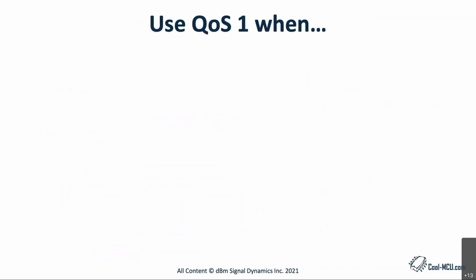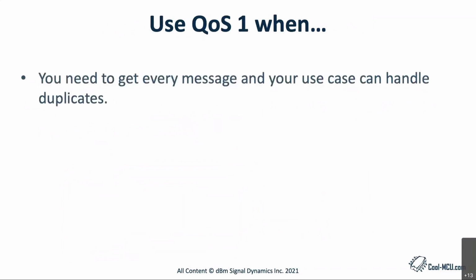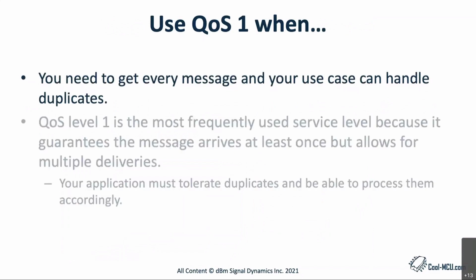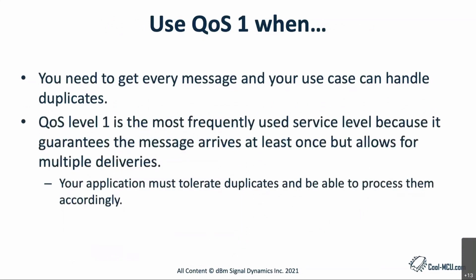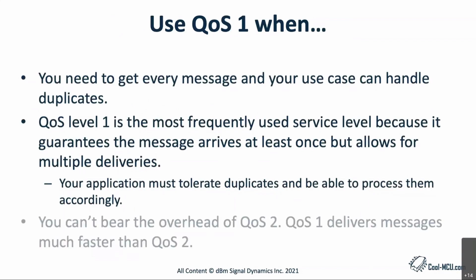You should use QoS 1 if your application needs to get every message and can handle duplicates. If your MQTT implementation supports it, QoS 1 is the most frequently used service level. Use it also if your application can't bear the overhead of running a QoS 2 service. QoS 1 delivers messages much faster than QoS 2.